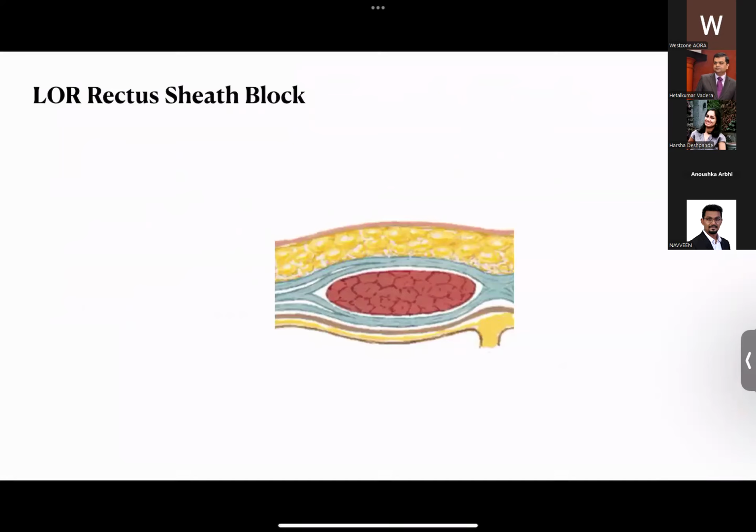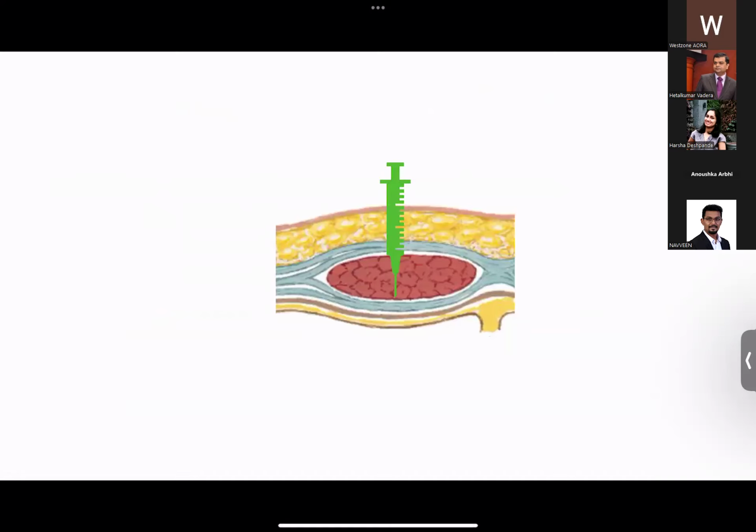So after taking the entry, we will first feel the bounce of the anterior rectus sheath, then we will pop through, then we will cross the rectus muscle, and we will feel a second resistance. Now, after the second resistance is felt, we will inject the drug and not pop through the second resistance.